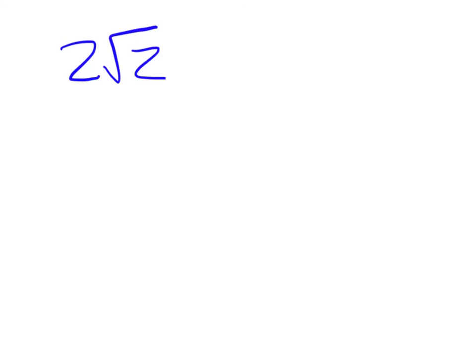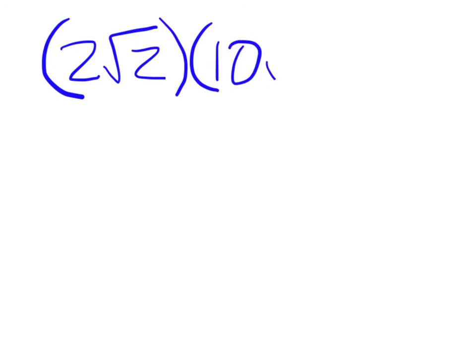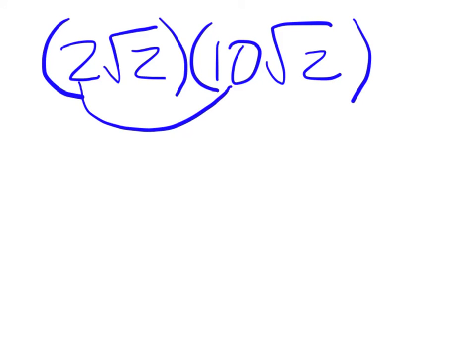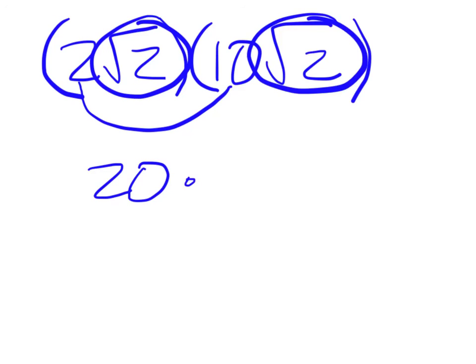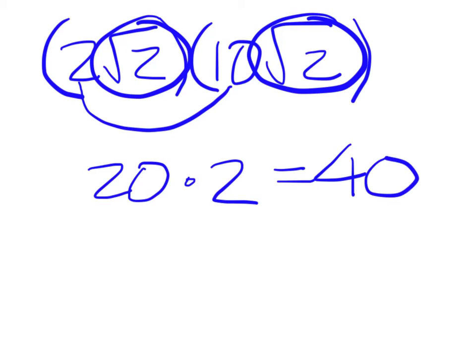2 square root of 2 times 10 square root of 2. If you multiply 2 times 10, you come up with 20. Square root of 2 times square root of 2 is 2. That's how we get 40.